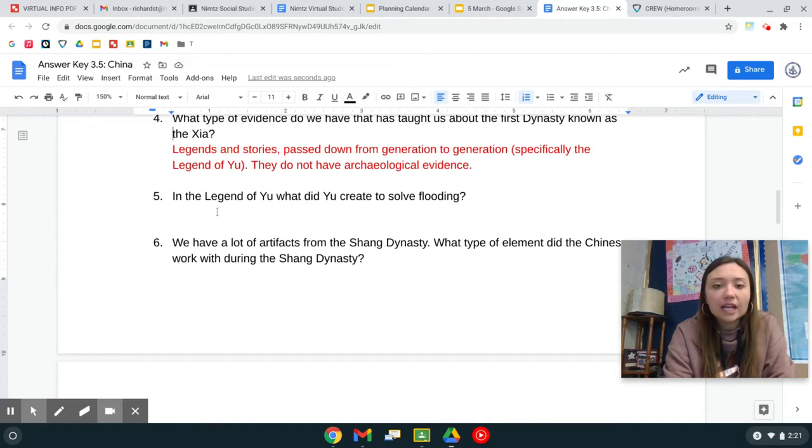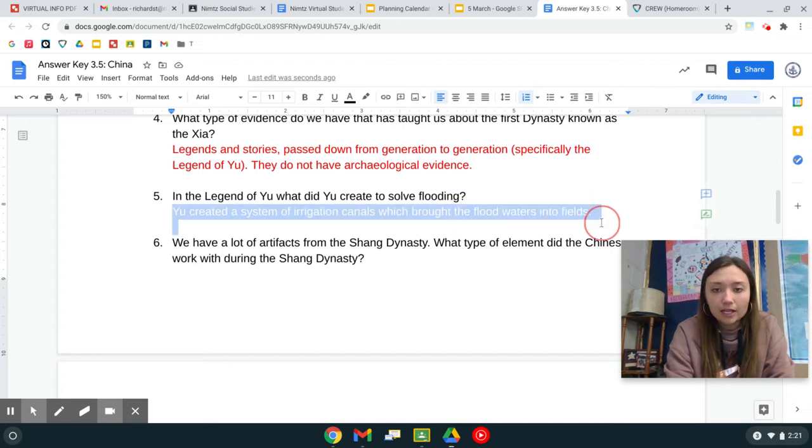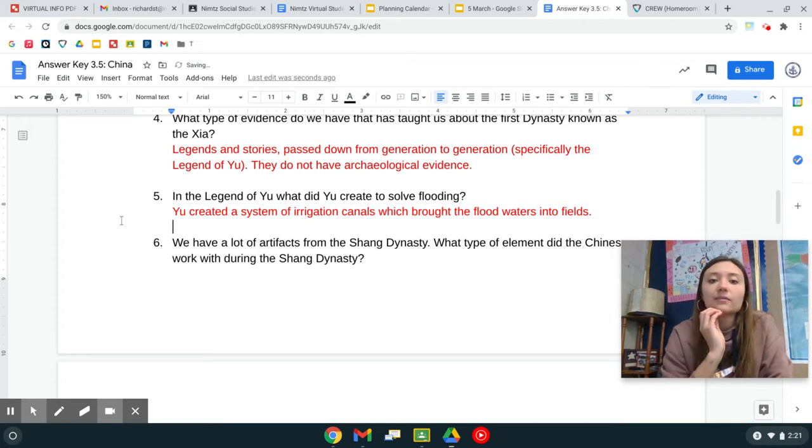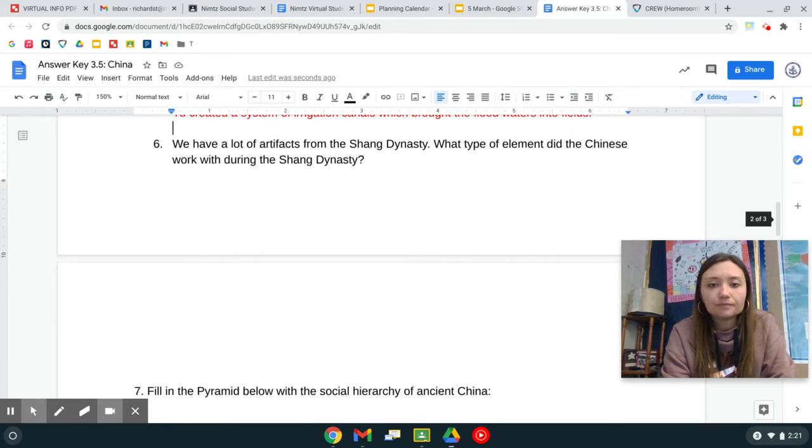What did he create to solve the flooding issue? Well, supposedly, and again, this is a story that was passed on, so we don't know if it's true or not, but he created a system of irrigation canals which brought the floodwaters into fields. Okay? And that solved the flooding issue.